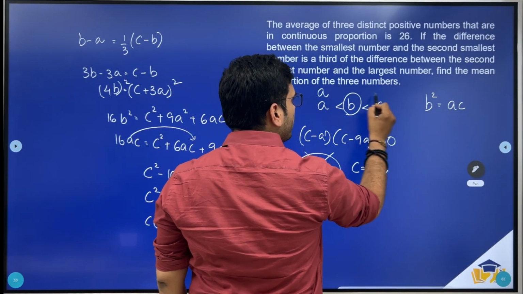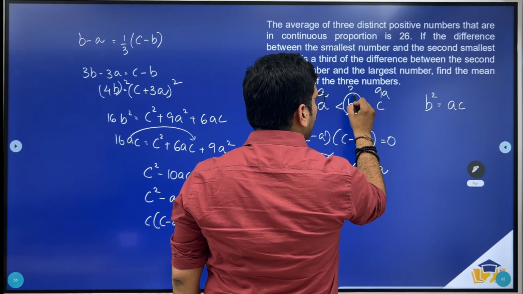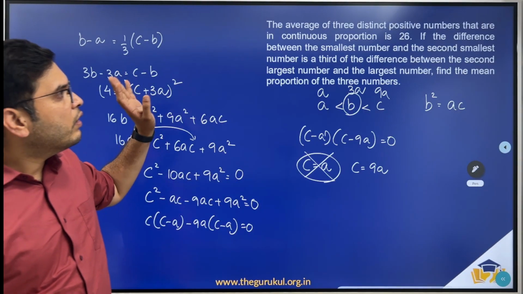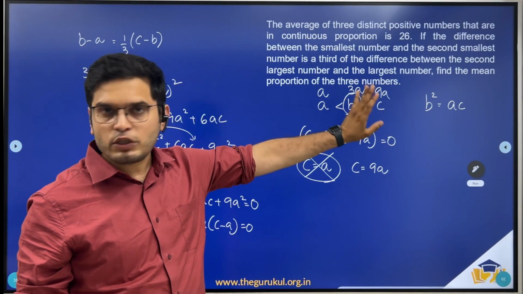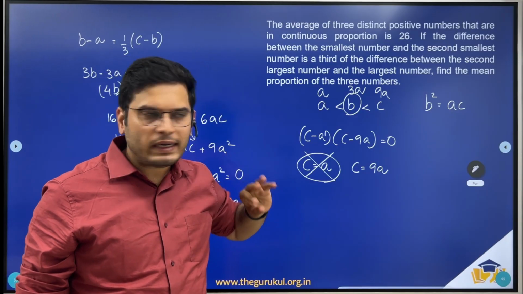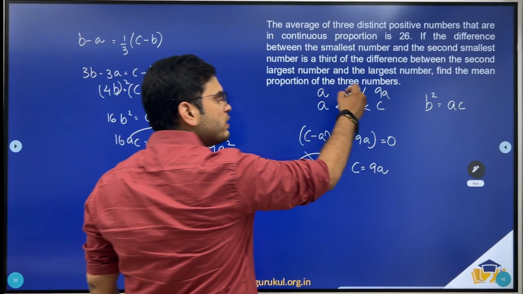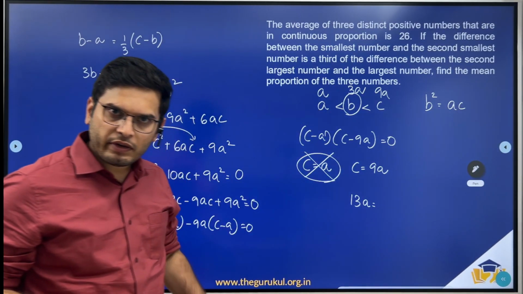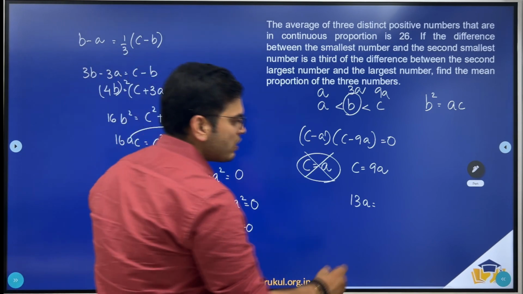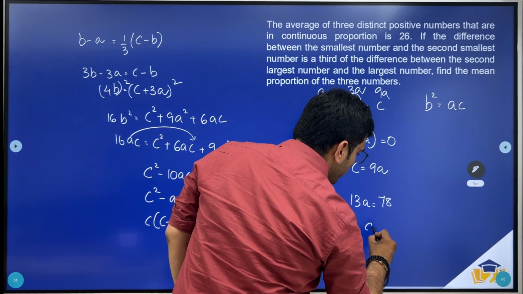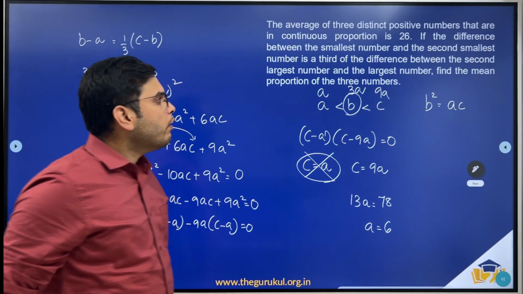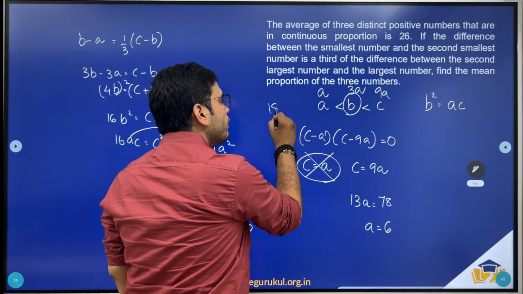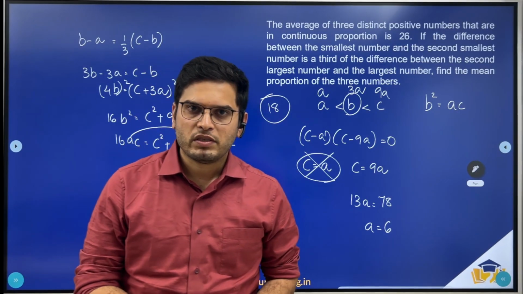So if this is A and this is 9A, the value of B should be 3A, and we are given that the average of these three terms is 26. If the average of three terms is 26, what would be the sum? A plus 3A, 4A, plus 9A, 13A should be equal to 3 into 26, number of terms into average, which is nothing but 78. So A is equal to 6. Now if A is equal to 6, what was asked? The value of B. So 3 into 6, 18 becomes the answer to this question.